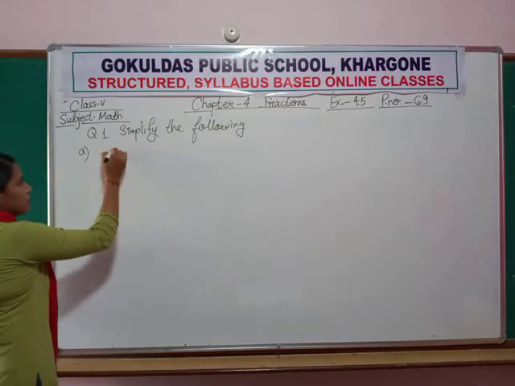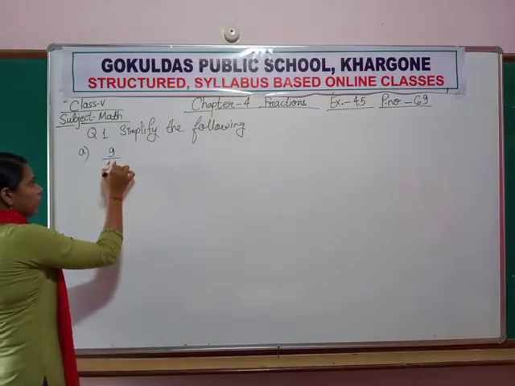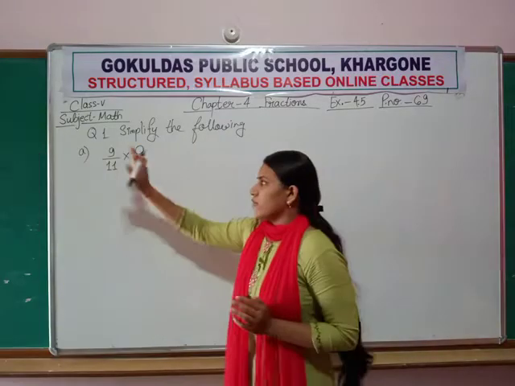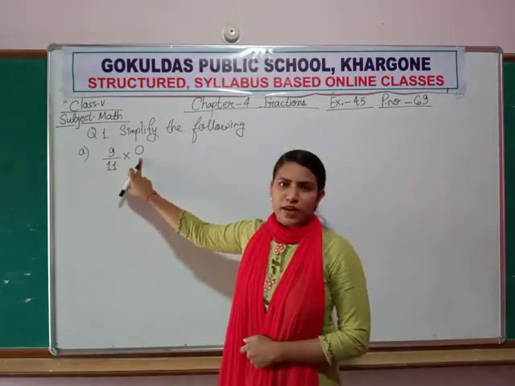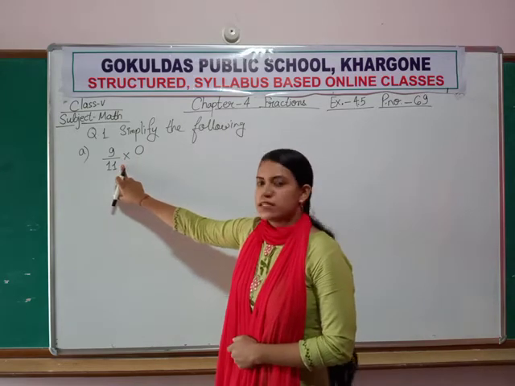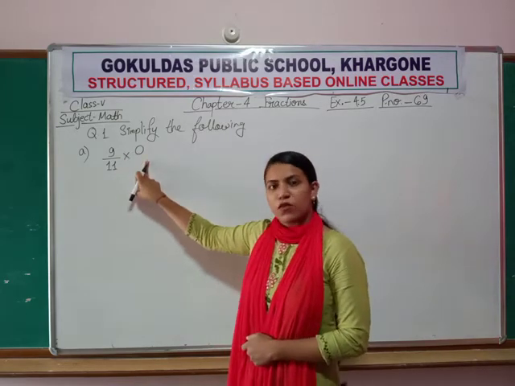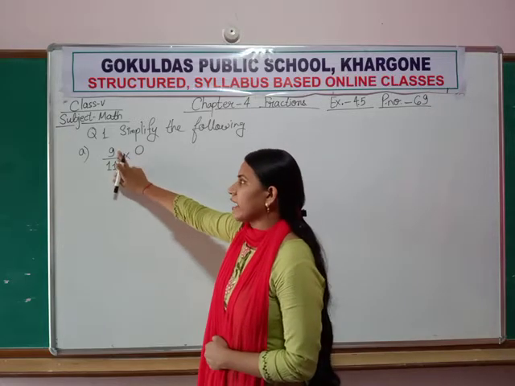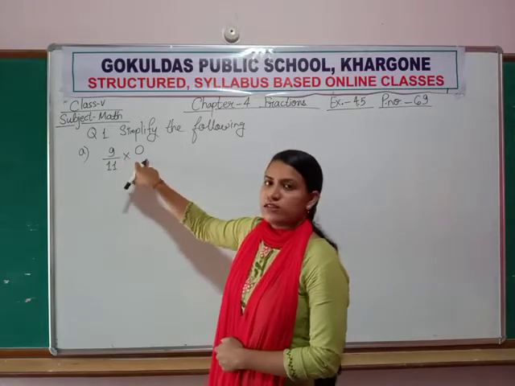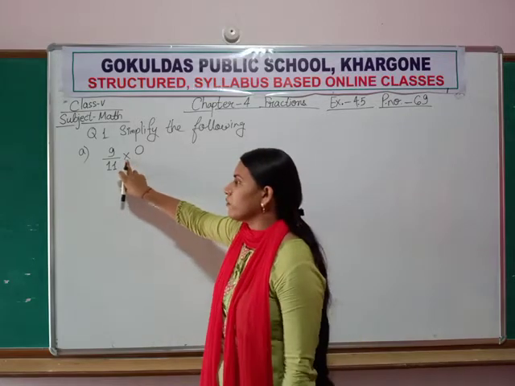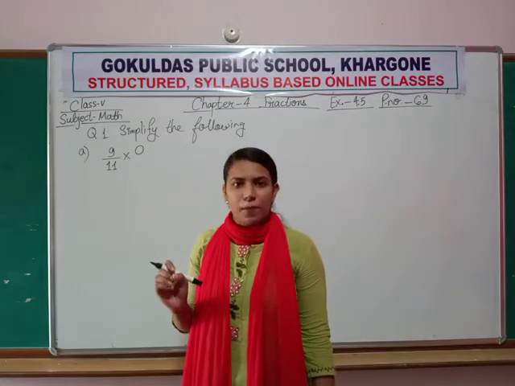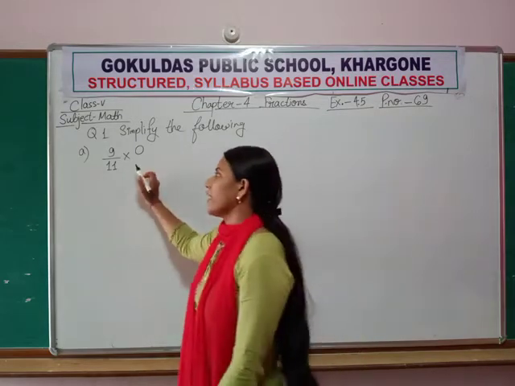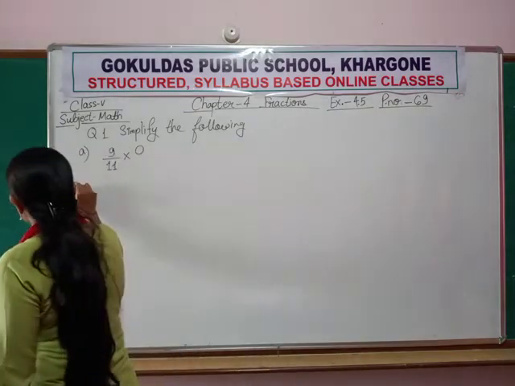A. 9 upon 11 multiplied by 0. It is your given question. One is a fraction and the other is a whole number. So first of all, make it a fraction. 9 upon 11 is a fraction and 0 is a whole number. And here you need to perform the multiplication operation, as the multiplication symbol is given.